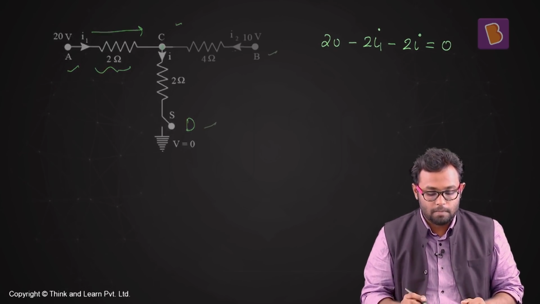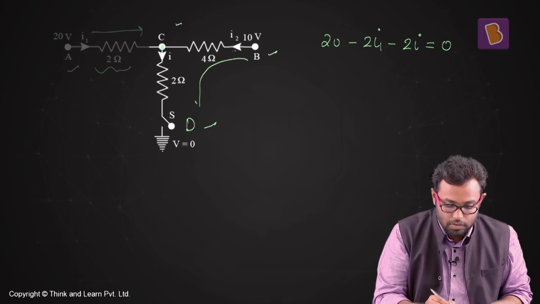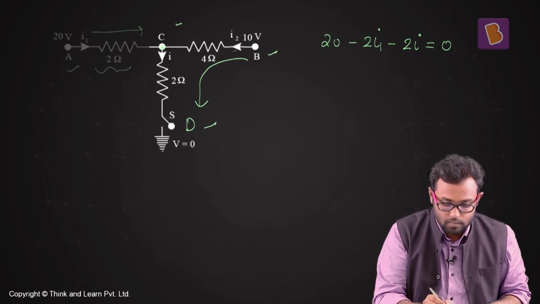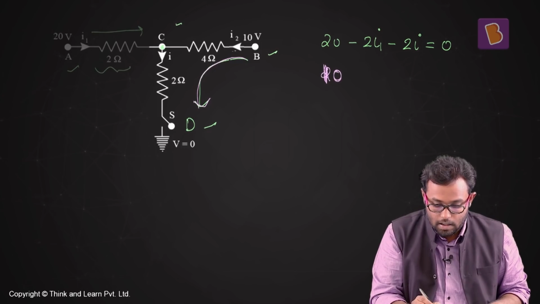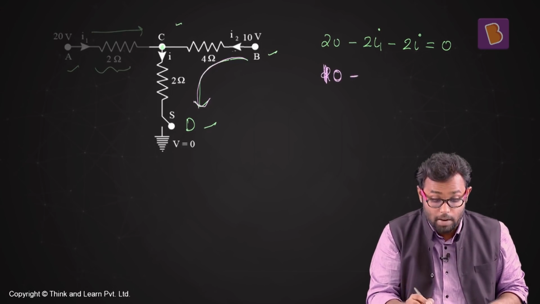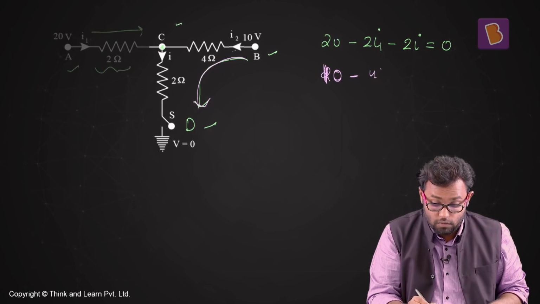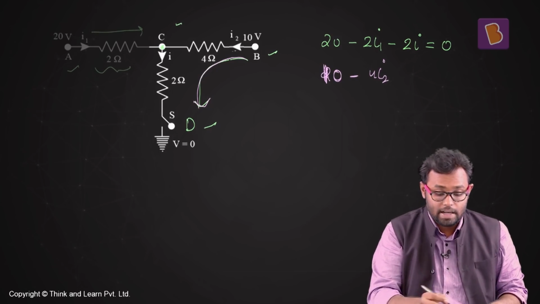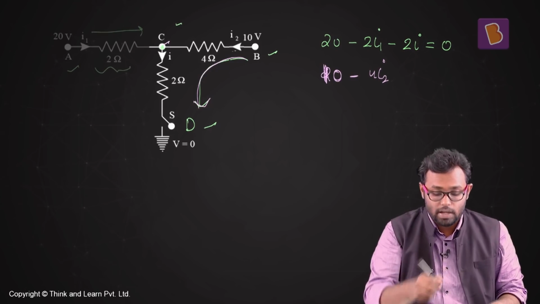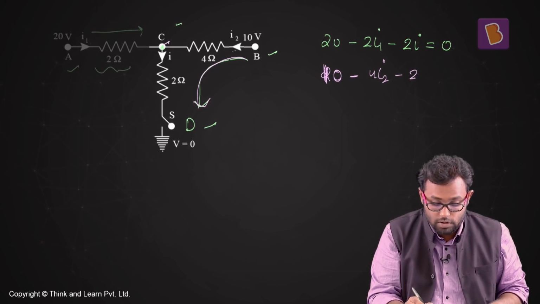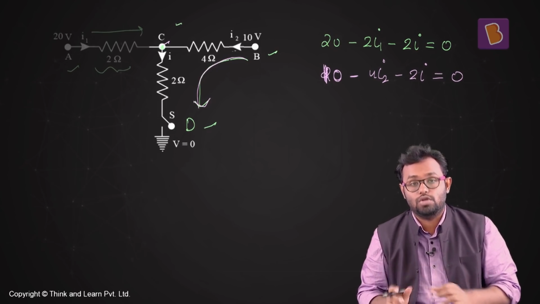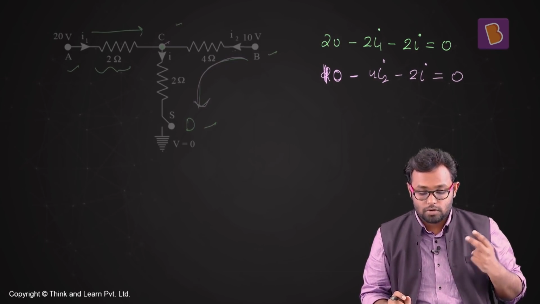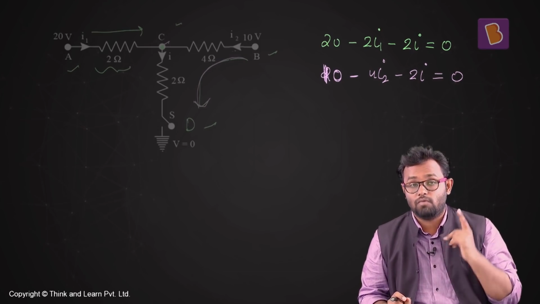Alright, let me do it taking this path from B to D. When I do that, B to D, what I find is at B the potential is 10, and again I'm going with the current, so a negative 4 times I2. Then I have reached C, and from C I have to go to D, so that will be again minus 2 times I, which is equal to the potential at D, which is 0. Okay, I have got 2 equations, but I have got 3 variables, so I need one more equation.